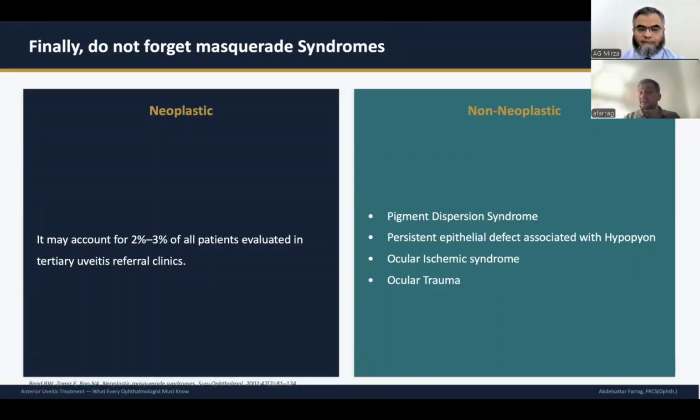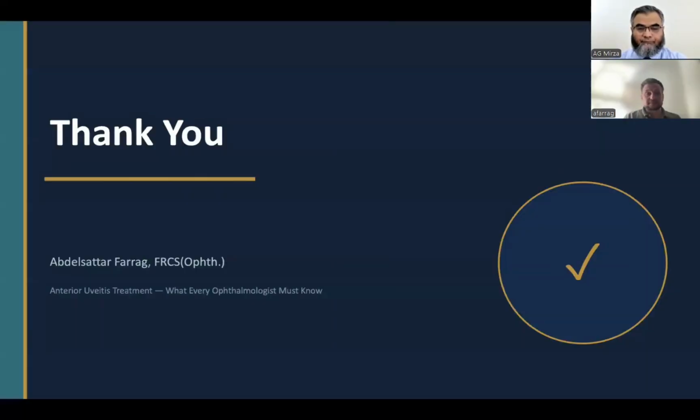Persistent epithelial defect associated with hypopyon may also be misdiagnosed as uveitis. Ocular ischemic syndrome and ocular trauma. Ocular trauma, by the way, is not really considered uveitis. At the end of the day, it's just ocular trauma, traumatic uveitis. It's something related to trauma.